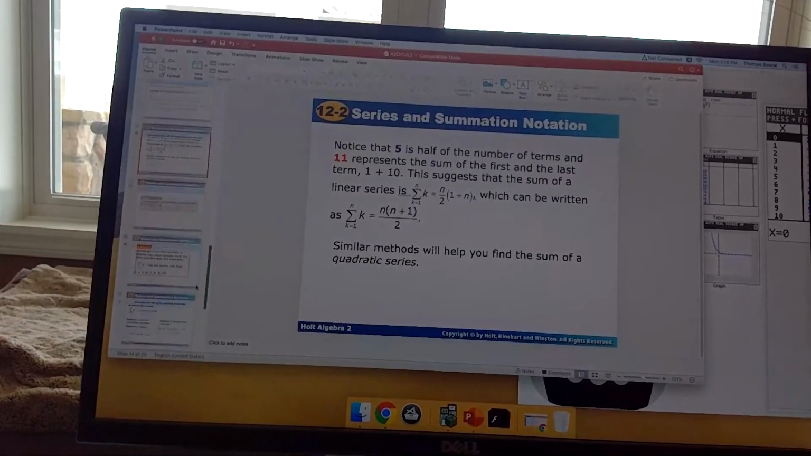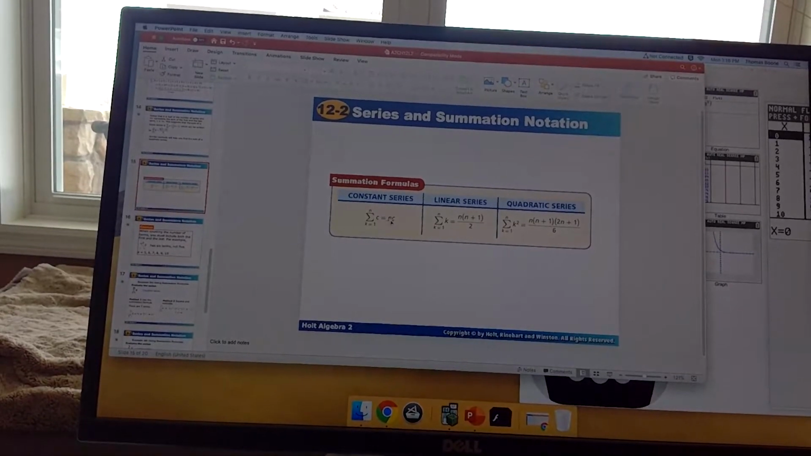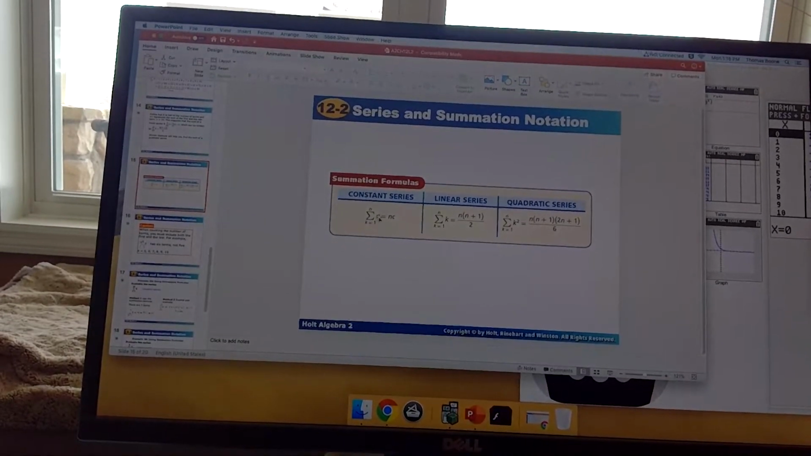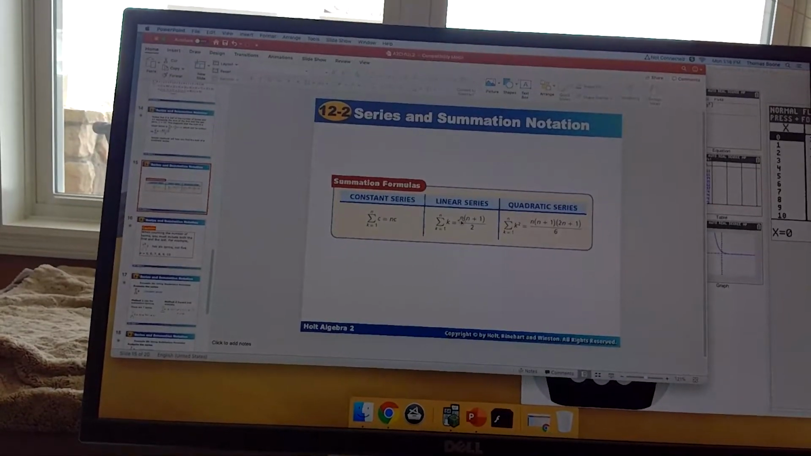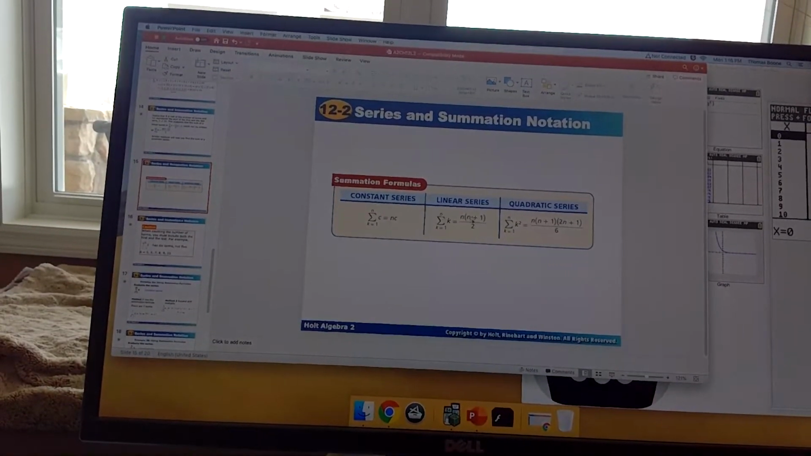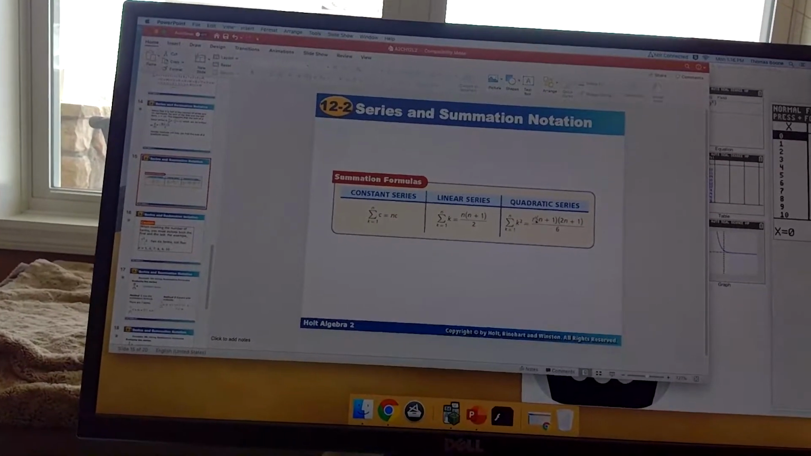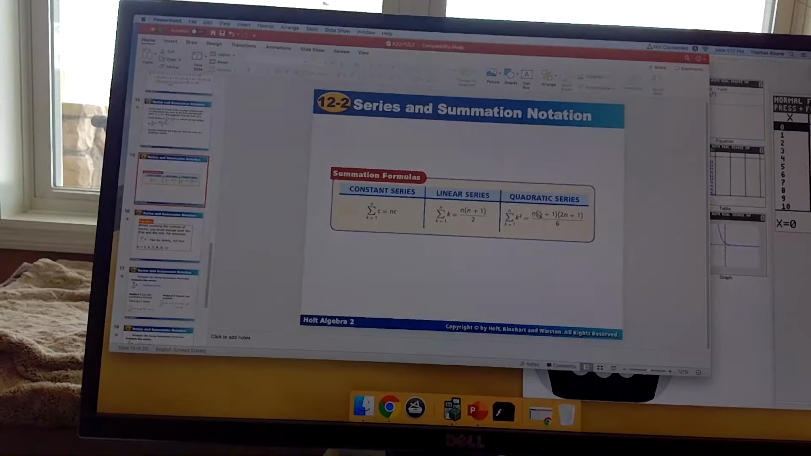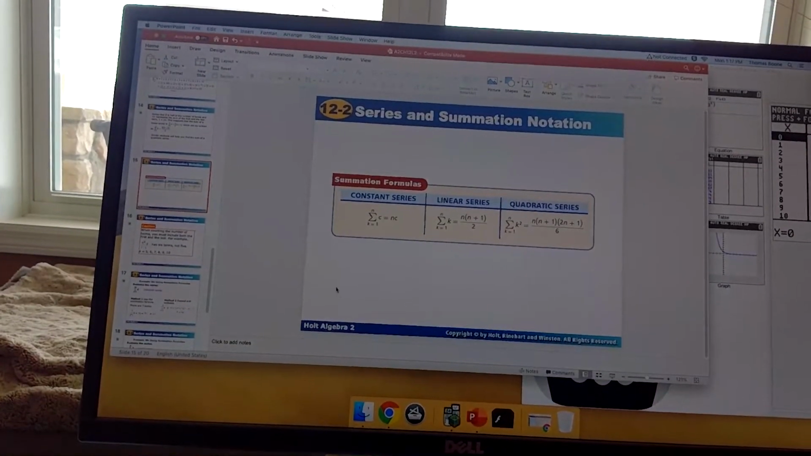Here's some general rules. Again, nice to have those PowerPoints. If you have a constant series, just take the number of terms times whatever that c is. If this is a linear term where it's just a k, just take n, take one more than n, divide it by 2. That'll come up with this. And then this one's an interesting one. If it's quadratic, you're going to take n times n plus 1 times 2n plus 1 divided by 6. Kind of an interesting formula that we can use there.